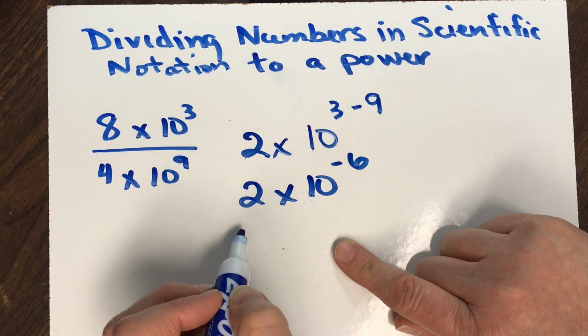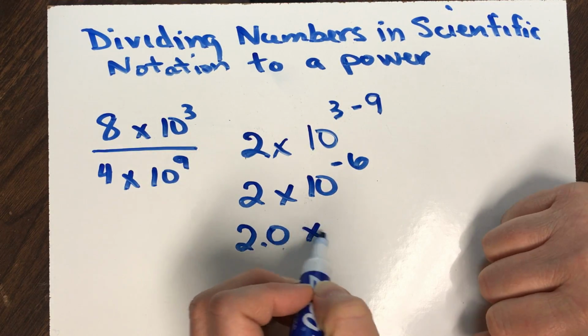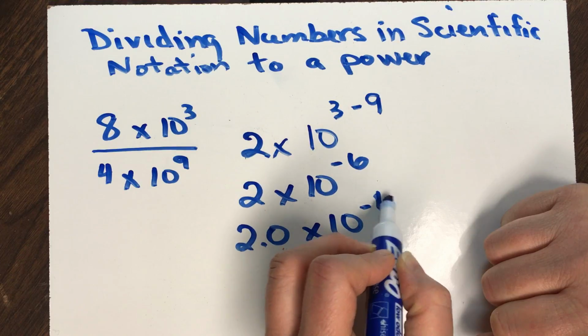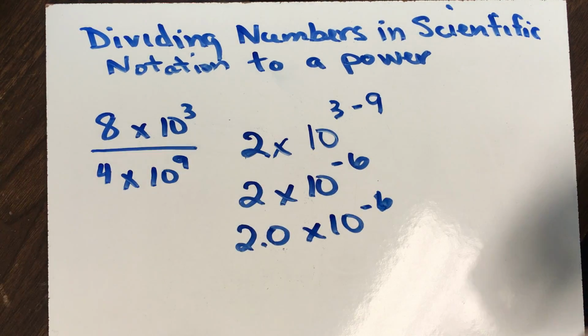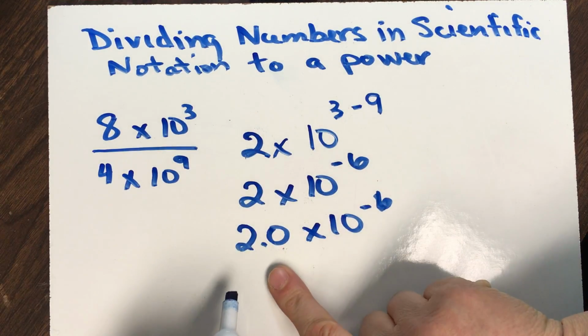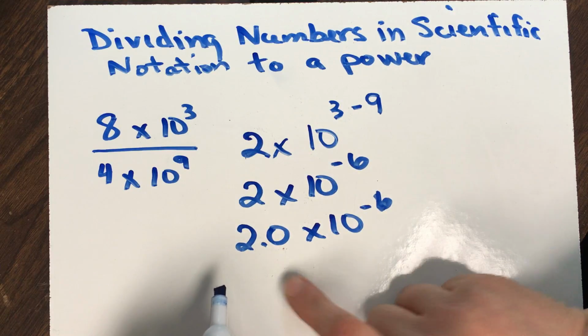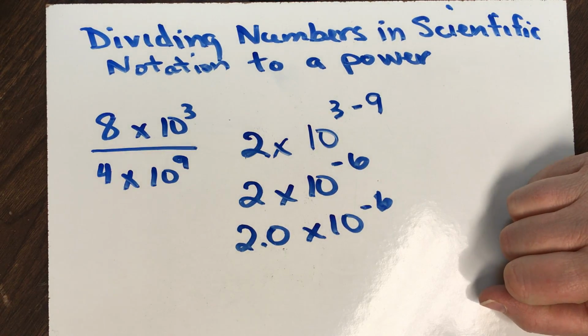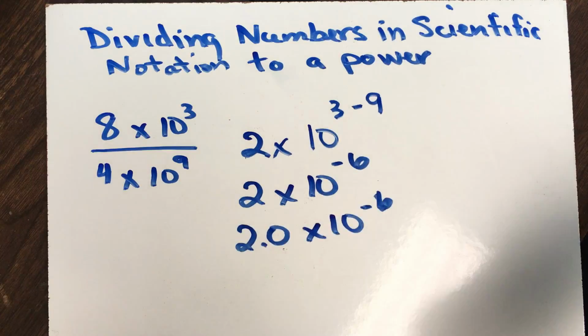If you wish to write it out with a decimal, because a lot of the time you see scientific notation with a decimal, absolutely you can. It's not going to change the value at all. Let's take a look at another one.